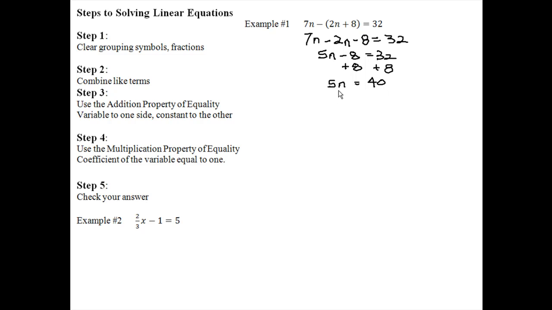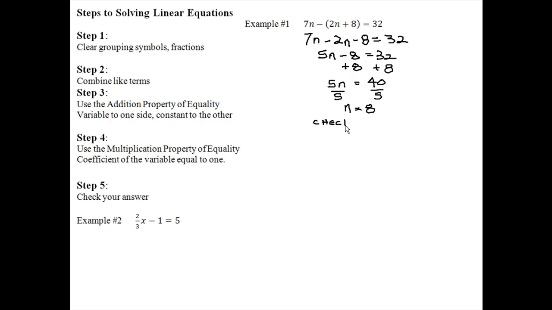And the last step, or the fourth step, is to use the multiplication property of equality. And you're going to multiply both sides by 1/5. It's easiest just to divide by 5 in this case. And that gives you n equals 8. The last step is to check.